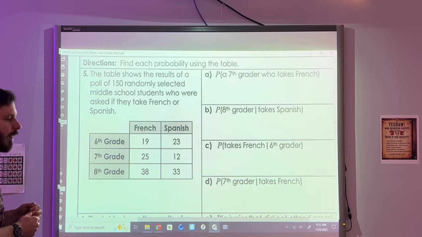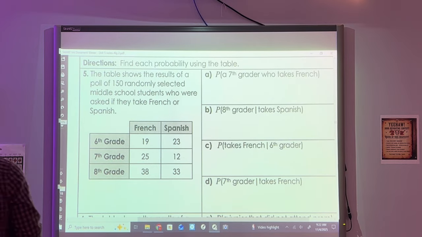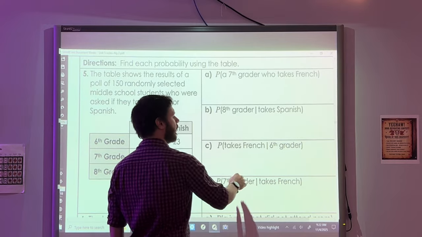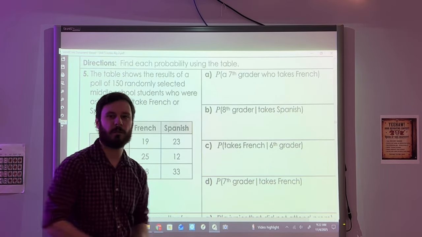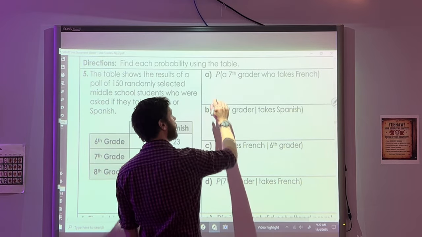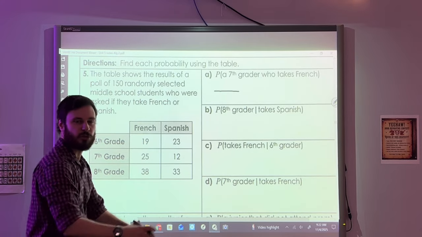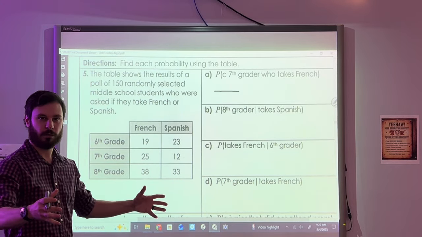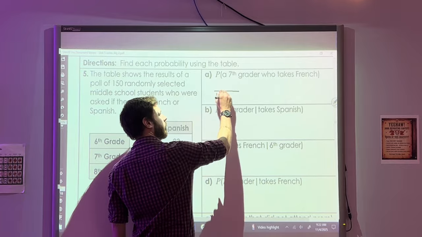So, I need to turn the page. There's no given here. Here's a given, here's a given, here's a given. Given is always my denominator. There's no given here. So this is saying I'm just finding the probability of a random 7th grader who takes French. So I can pull from anyone.